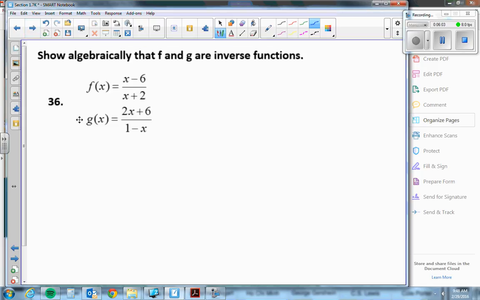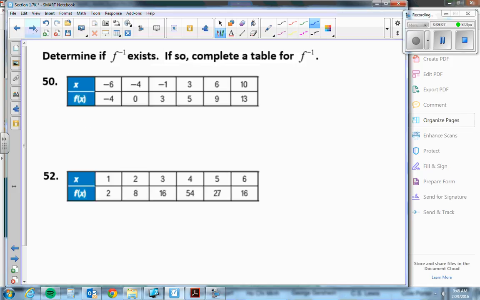We're going to do 36, but I'm going to come back to it because these take so much time at once. Let's do 50 next. These are nice and easy. Is 50 a function? Yes. Will the inverse be a function? Also yes. Look, none of the x's repeat, so it is a function.